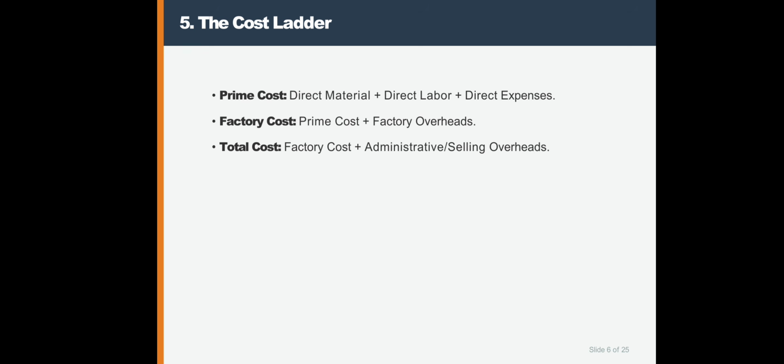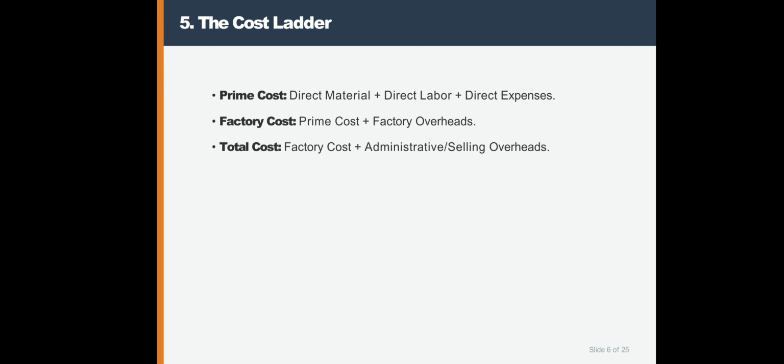The cost ladder includes prime cost, that means direct material plus direct labor plus direct expense. It is the prime cost. And the factory cost, as already told, is prime cost plus factory expenses or factory overheads. Total cost is equal to factory cost plus administrative or selling overheads. Also, total cost is equal to manufacturing cost plus selling expenses plus distribution expenses.